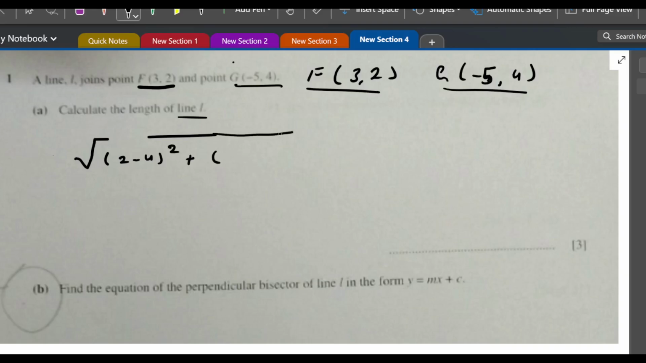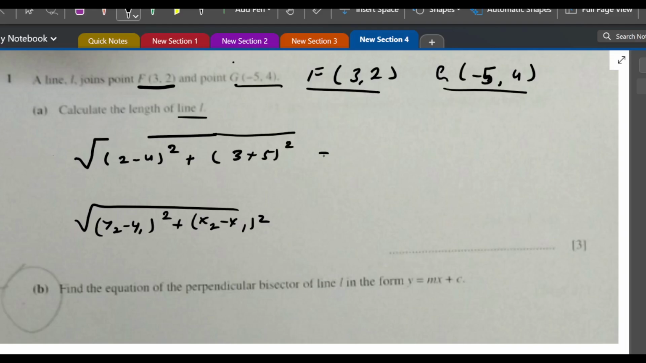Definitely x as well. I say y and x because what is your formula? Your formula is y2 minus y1 the whole square plus x2 minus x1 the whole square. Okay, this is your formula. So you will say 2 minus 4 the whole square plus 3 minus of minus 5, which is 3 plus 5 the whole square. So this is 2 minus 4, which is minus 2.